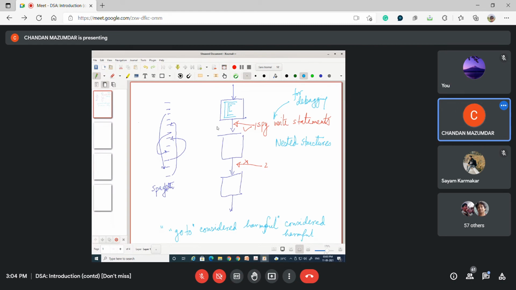Okay. Right. So should I explain? Okay. You understood? Okay. Yes, sir. So without any debugging tool, you can also use this kind of spy write statements.